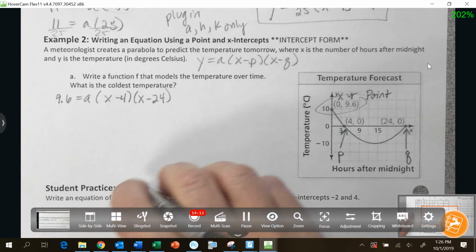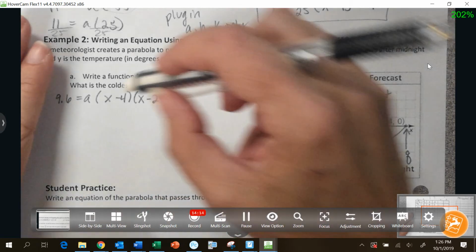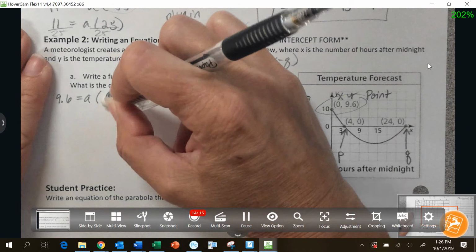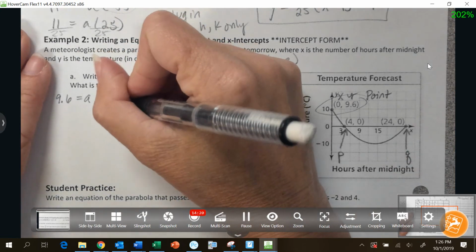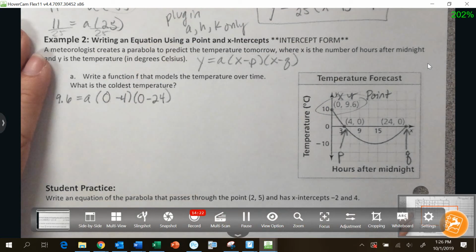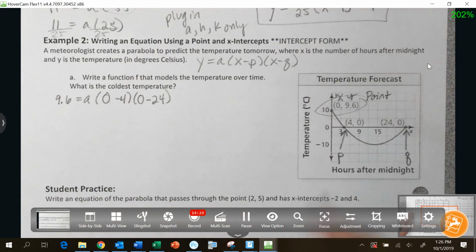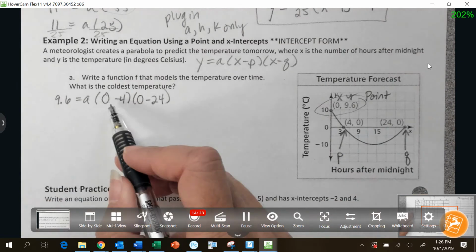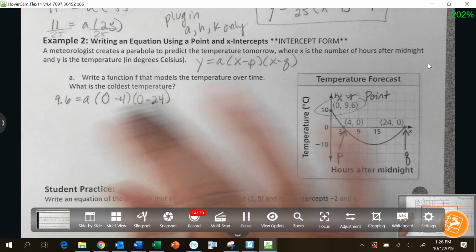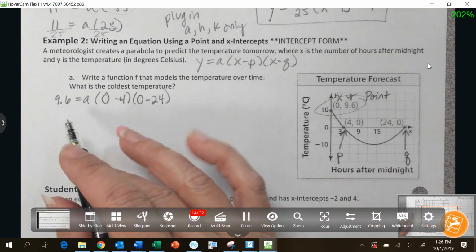Oh, shoot, I messed up. Because I also have to plug in x. Oh, so confusing. I had to plug in 0 for x. Sorry about that. Because that's the x value in the ordered pair. So we had to plug in basically everything but the a, so that we can solve for a.